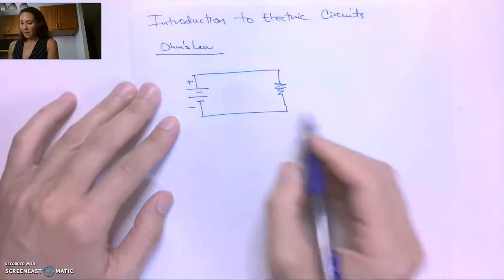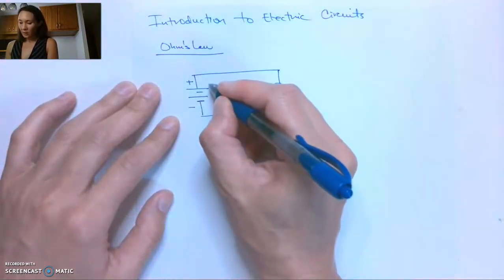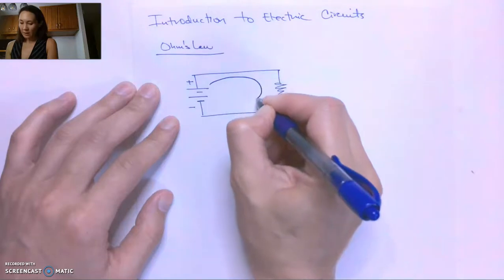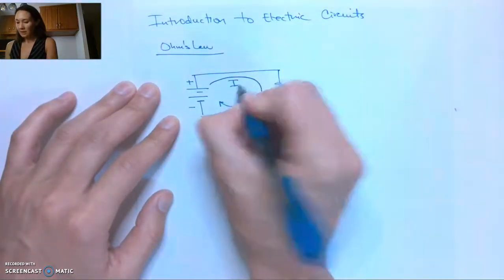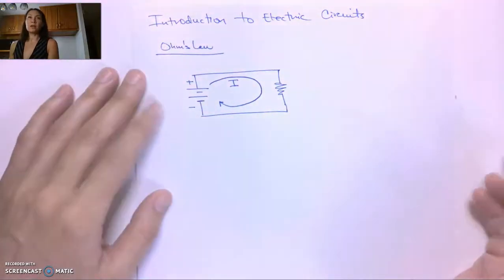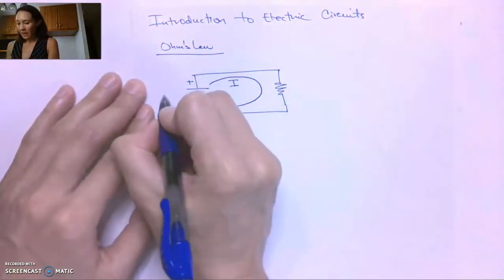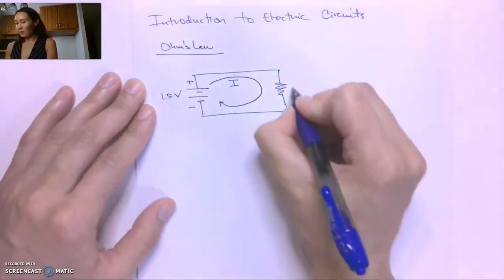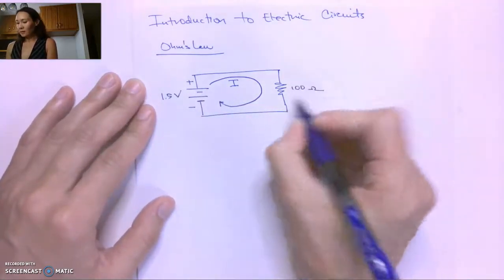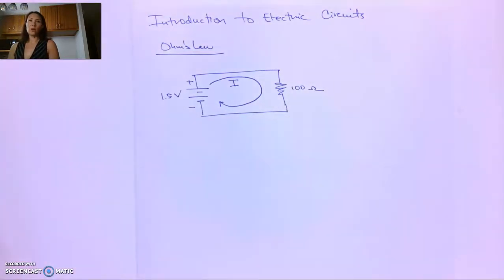to the negative side. And then we had a current that originates from the positive, goes through the resistor, and comes back to the negative. And that's the current. We don't know what that current is, but we do know that the voltage that's supplied is 1.5 volts, and we know that the resistance is 100 ohms.